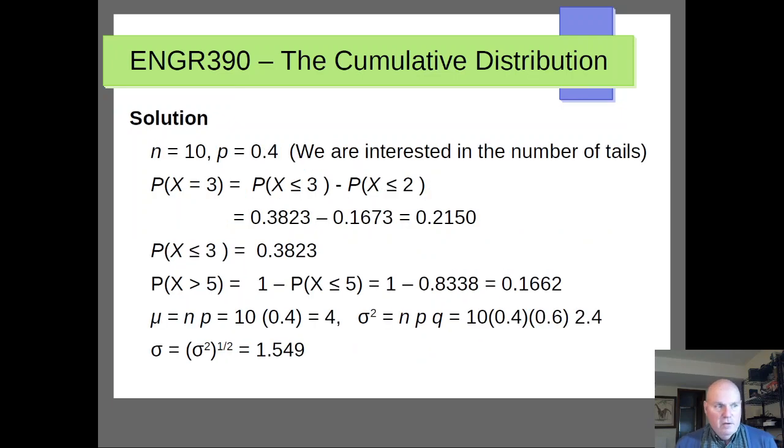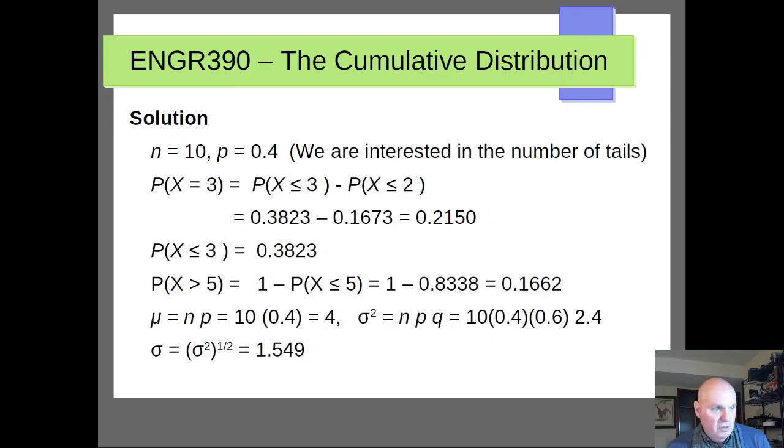Okay, so I'm back. So in this particular experiment, now n is equal to 10. That's the number of times we're tossing the coin. Our probability of success is 0.4. That's the probability that we throw a tail. Okay, so for the probability that x is equal to 3, we want to look at the probability x is less than or equal to 3 minus the probability x is less than or equal to 2.